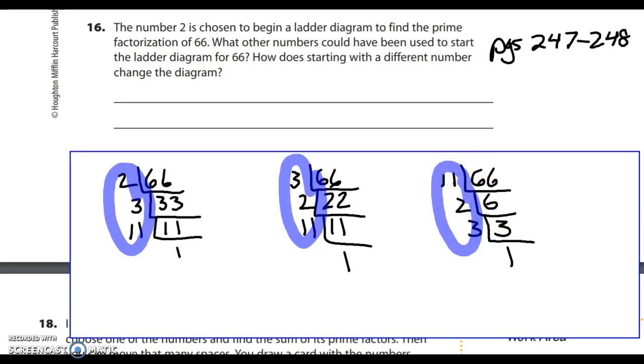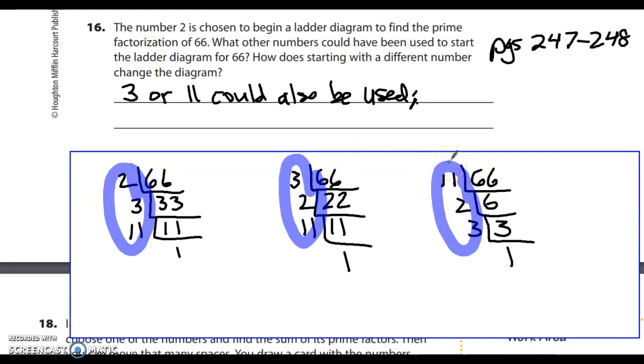So let's go back and answer both questions. The first question was, what other numbers could have been used to start the ladder diagram for 66? 3 or 11 could also be used. Now, if you're wondering why I don't mention 2 here, it's because they told us we started with 2. So when we started with 2 here, that was in the directions. We had to figure out, could we start with other numbers, and we chose 3, and we chose 11.